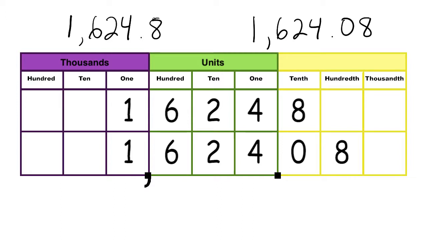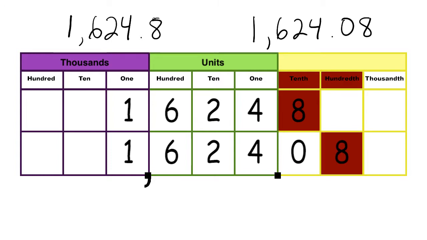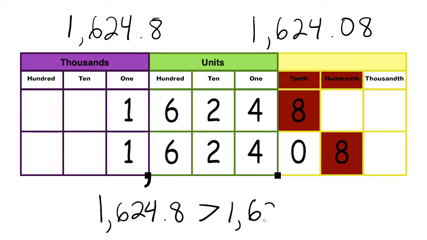Now we have written them into our chart, it's time to compare these two numbers. 1,624 and 8 tenths is the greater of the two numbers because it has the digit 8 in the tenths place. 1,624 and 8 hundredths is less because the digit 8 is in the hundredths place. So we would write 1,624 and 8 tenths is greater than 1,624 and 8 hundredths.